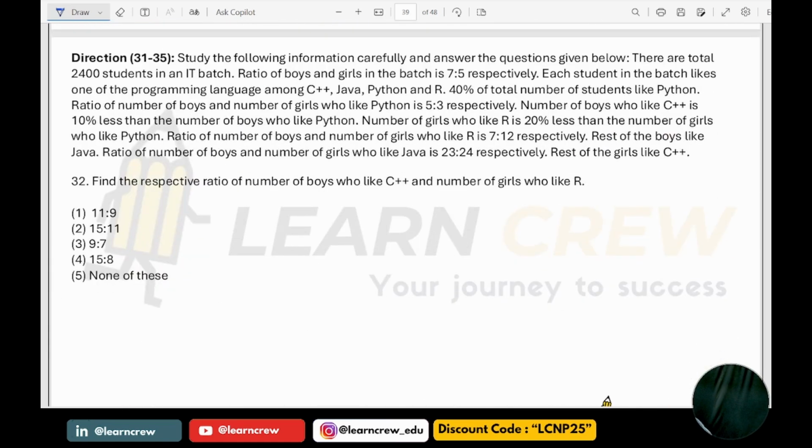Next, find the respective ratio of the number of boys who like C++, 540, to the number of girls who like R, which is 288. So it is how much? 540 is to 288. 36 15s are, 36 8s are. 15 is to 8. So the answer is option 4.